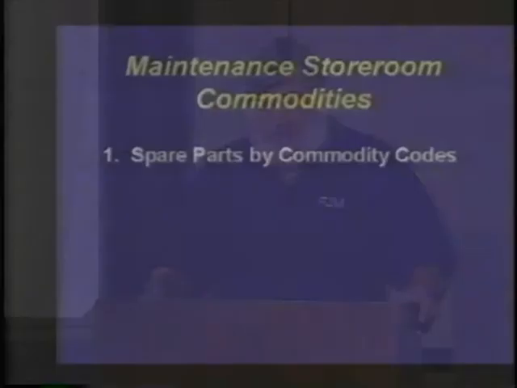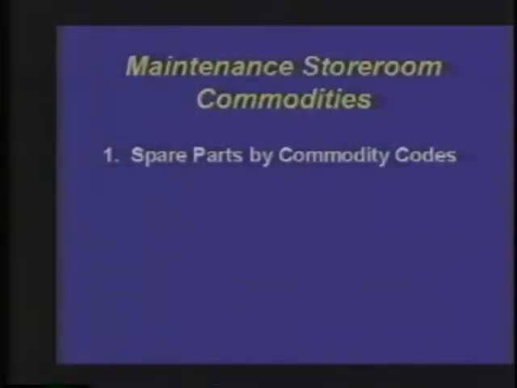Item 1 is the spare parts by commodity code. Commodity is the family code. Remember, it's the first field, generally the first 2 digits of the part number. So we can therefore have an overview layout, looking down, let's say, at an overview to indicate where various commodities are going to be stored.